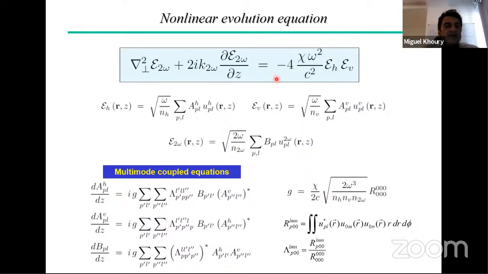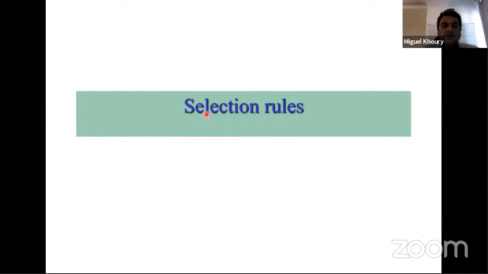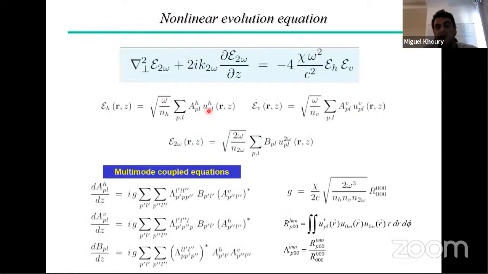And what we do here is that we can decompose each one of the interacting beams as a superposition of Laguerre-Gaussian modes with given amplitudes, okay? P and L are the numbers that characterize the modes. P is the radial number, and L is the topological charge. And we can go from this spatial partial differential equation to these multimode coupled equations that are ordinary differential equations, but they are infinitely coupled between all amplitudes of the beams participating in the interaction.